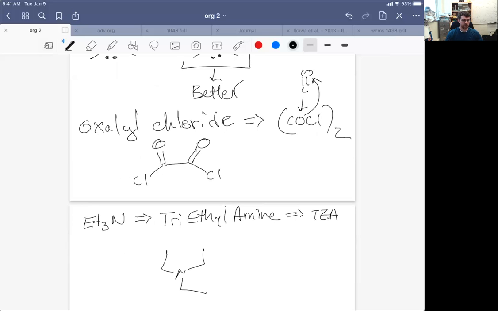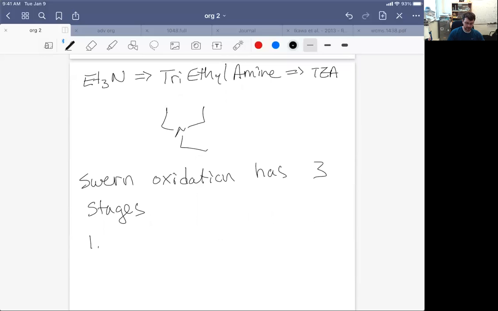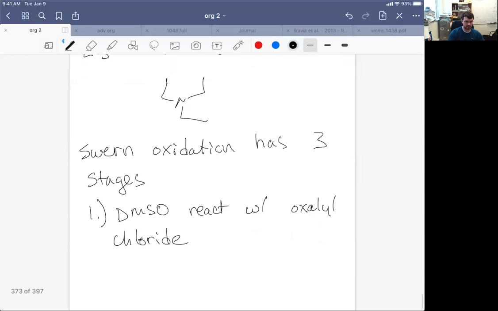Before we get into this mechanism, we need to recognize that we have three stages to it. I think that's helpful when looking at this to organize our curly arrows going forward. So the Swern oxidation has three stages. In stage 1, we let DMSO react with oxalyl chloride.